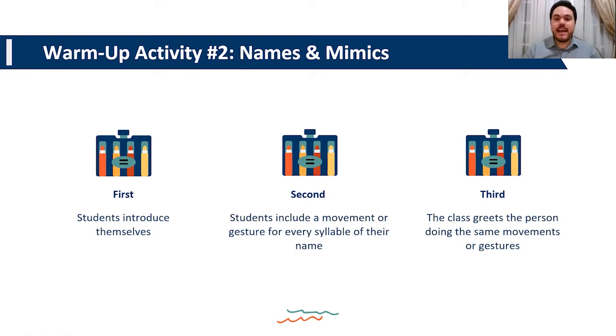Now, for example, in my case, I could go something like, hello, my name is Diego, right? Diego. So the class is going to greet me by saying, hello, Diego, right? So this is also a way to get students to use a little bit of movement, right? You will see that some of them might do more dynamic gestures or movements, and that's the whole point, right? To use a little bit of body language, a little bit of movement to make things as dynamic as possible. And this really takes very, very little preparation. So this is the second warm-up activity.